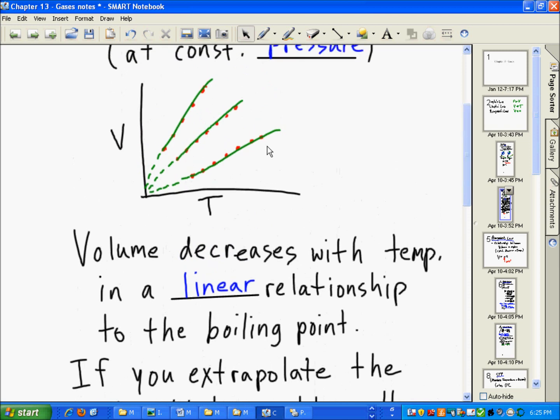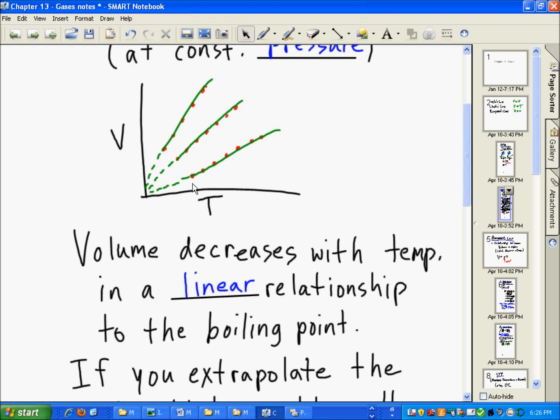So basically, if you were to do an experiment where you started with a gas at a particular temperature and measured its volume, and you reduce the temperature, you're going to reduce the volume. You reduce the temperature some more, you'll reduce the volume again. Eventually, you're going to hit the boiling point. At the boiling point, the gas is going to turn into a liquid. At that point, you can't do the experiment anymore because you're no longer dealing with the gas.